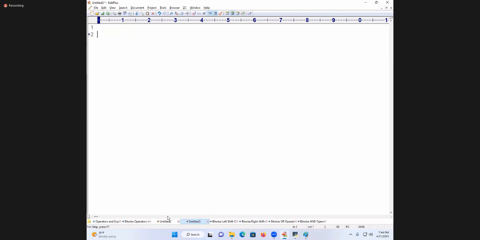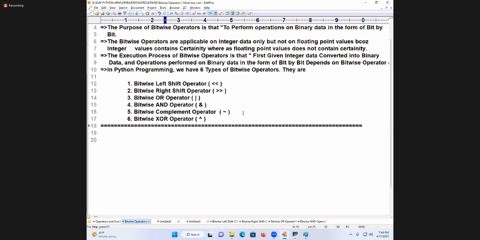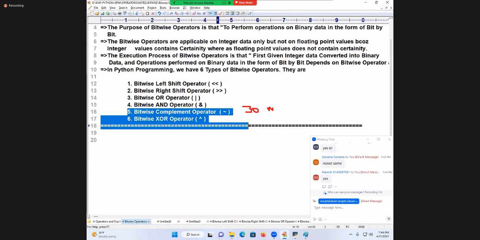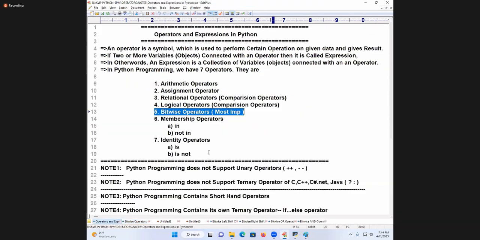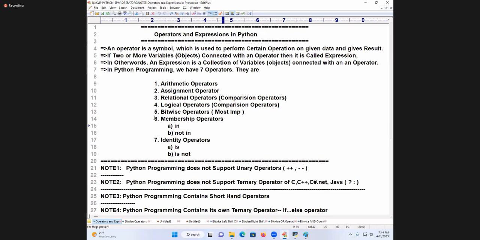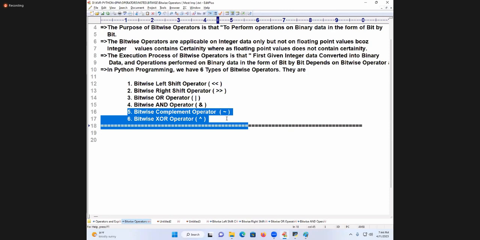So I will stop this here, and in tomorrow's class when I come back, I will explain bitwise complement and bitwise XOR for the first 30 minutes. After that I'll go for what? Membership operators and identity operators, I will explain tomorrow. Don't miss the classes tomorrow. Okay, students? Tomorrow I'll go for what? Bitwise complement and XOR for the first 30 minutes. Next I'll go for other operators. Right? Thank you. All the best.